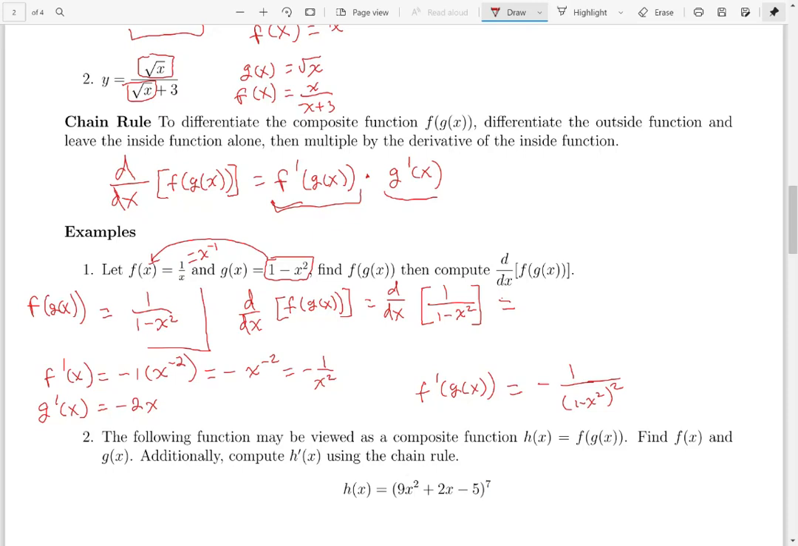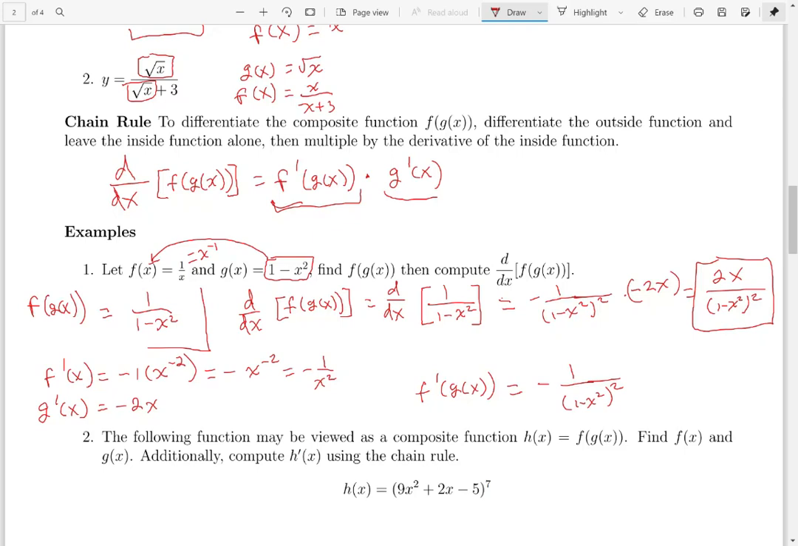And then we've got g prime of x. So this is then going to be negative 1 divided by 1 minus x squared, quantity squared, times g prime of x, which was negative 2x, which then we can simplify a little bit. That's going to become negative 2x times negative 1, or positive 2x, divided by 1 minus x squared, quantity squared. And I'm going to say that that is the derivative of this composition.